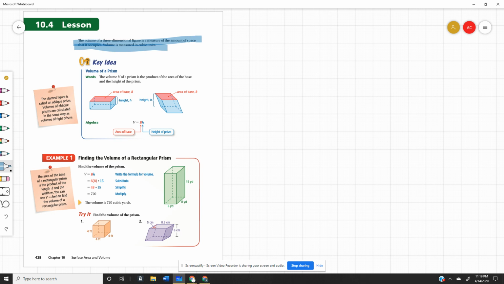So key idea, volume of a prism. The volume V of a prism is the product of the area of the base, which we're going to call the big B, times the height. Okay, this is our formula for volume.